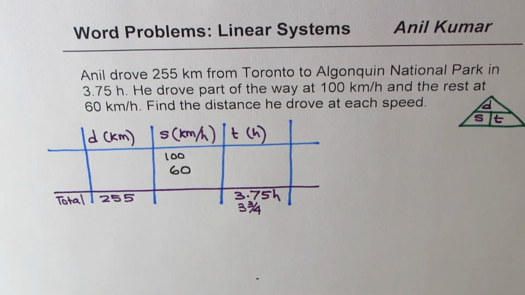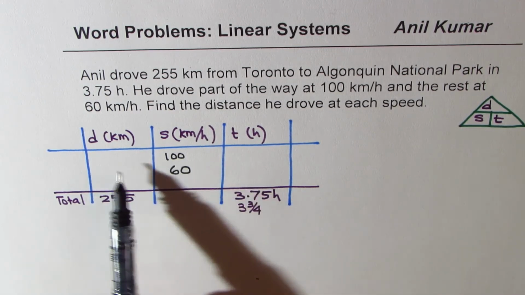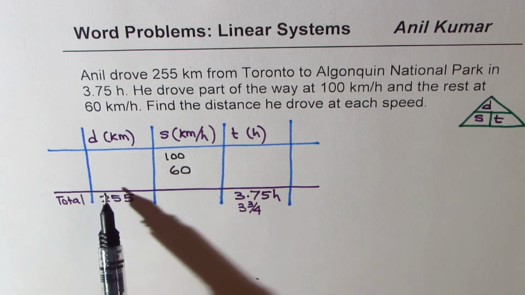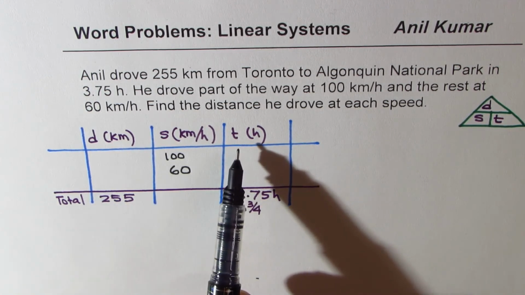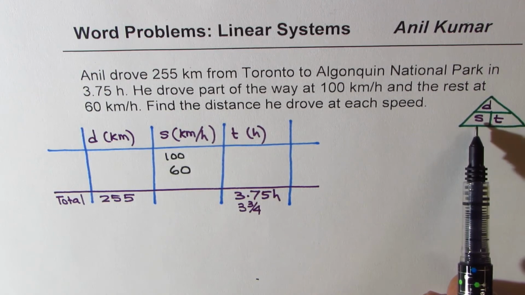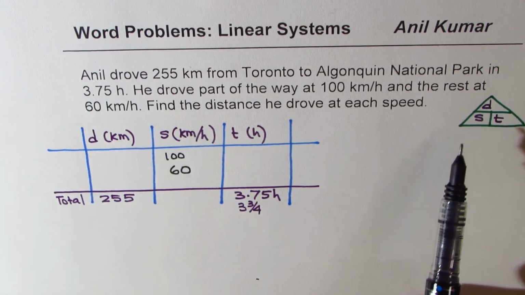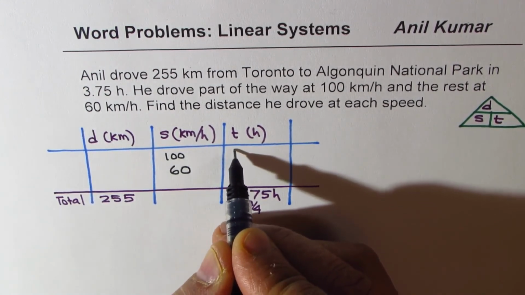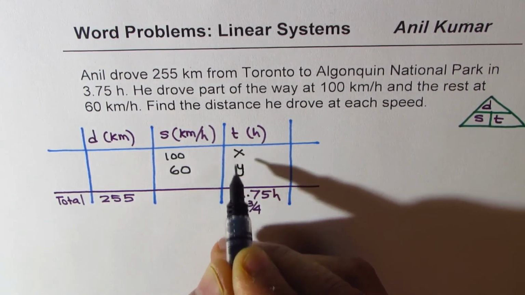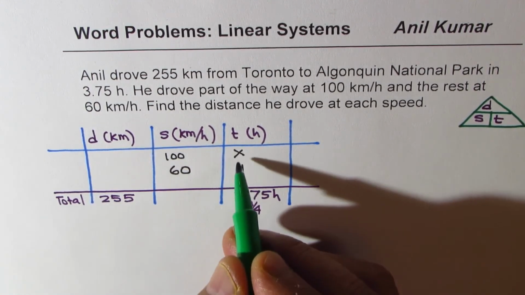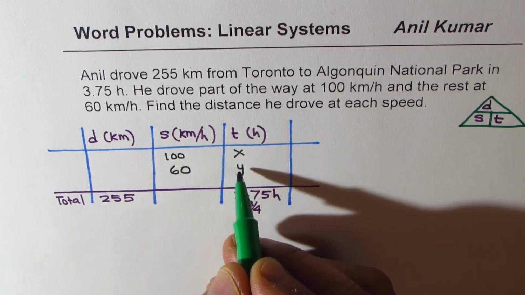Now the idea here is how to choose my variables. If I choose variables x and y for distance, in that case I get time as distance divided by speed. You get the idea, right? So what I do here is I choose a variable x and y for time, not for distance. Do you see the trick involved? So the key here is to use the variable for time.